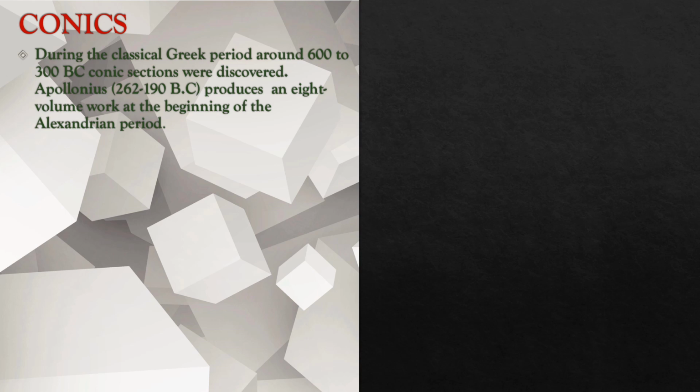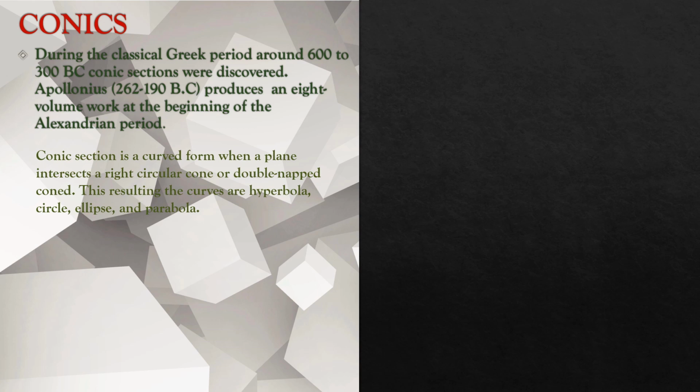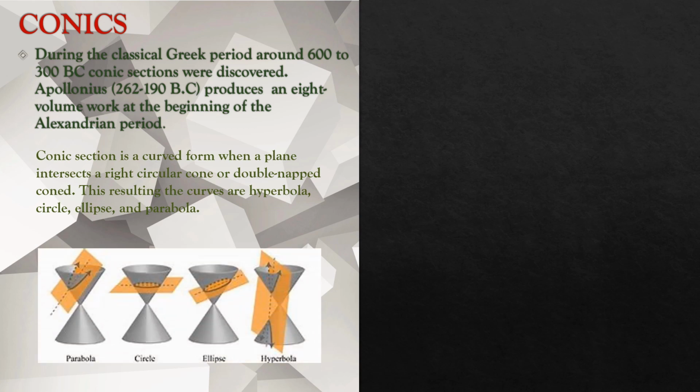During the classical Greek period around 600 to 300 BC, conic sections were discovered. Apollonius, 262 to 190 BC, produced an 8-volume work at the beginning of the Alexandrian period. A conic section is a curve formed when a plane intersects a right circular cone or double-napped cone. The resulting curves are hyperbola, circle, ellipse, and parabola.